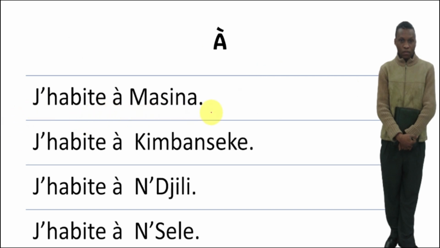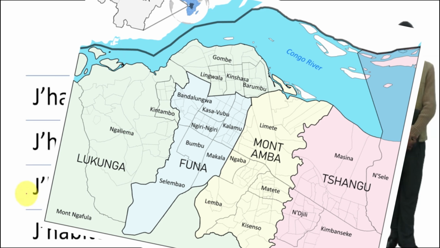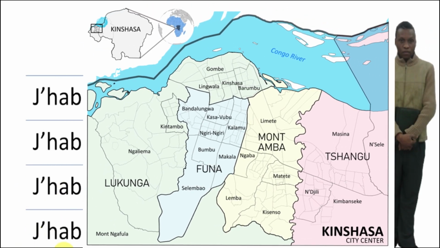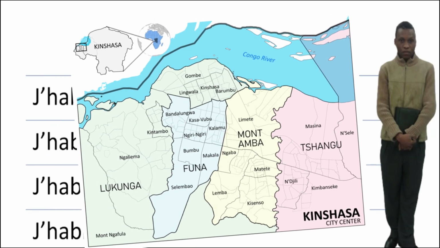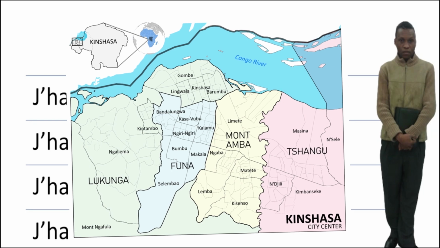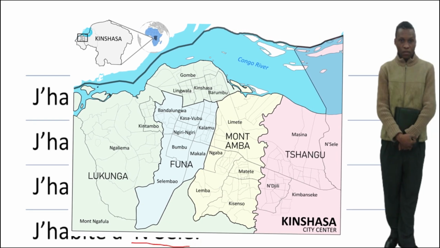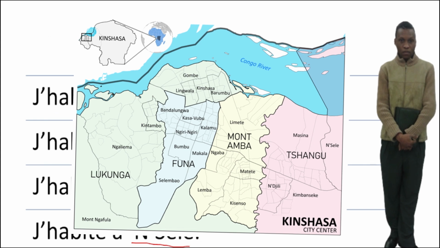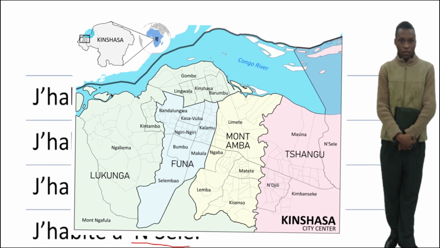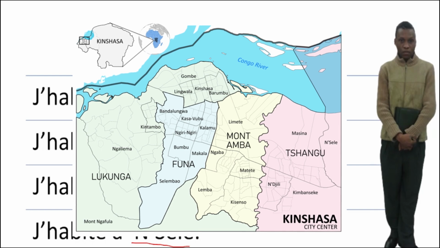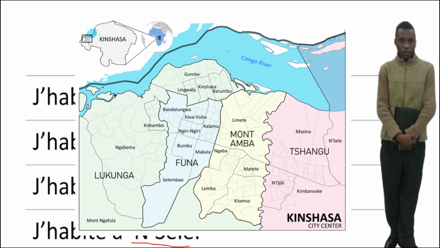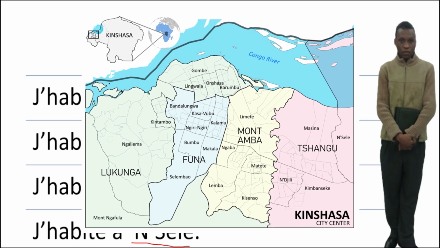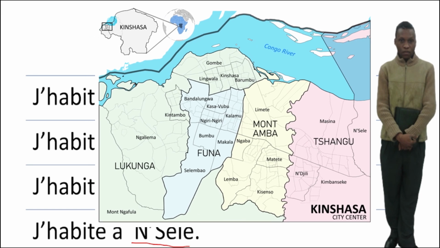J'habite à Massina. J'habite à Kimpanteke. J'habite à Njili. J'habite à Tele. Now, you see, Massina, Kimpanteke, Njili, Tele are parts of Congo, we call this commune. So write like this: commune. Or zone. Okay? So it's just like the city.